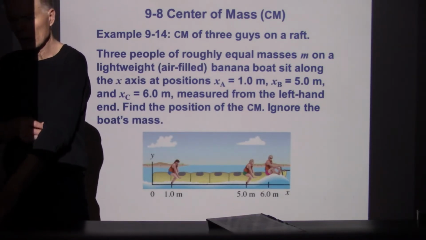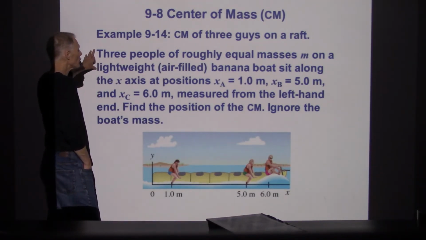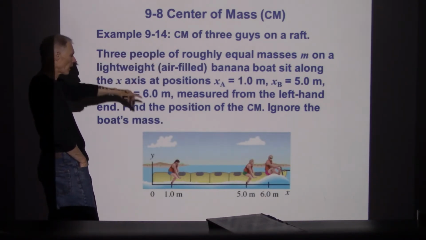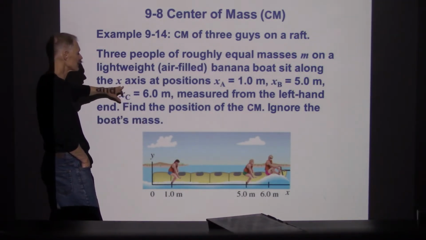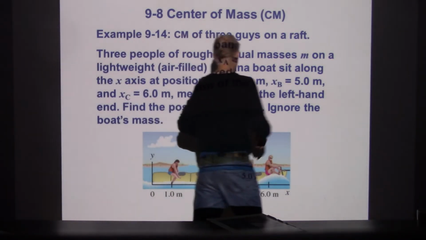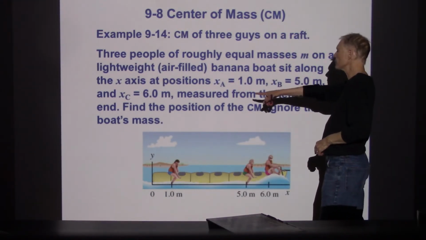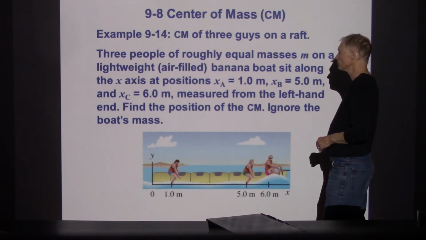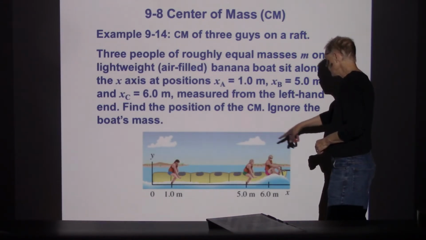Okay, so here are 3 guys on a raft. So here are 3 people, roughly equal mass. They're all the same mass. They're on an inflatable banana boat sitting along the x-axis, and they're located 1 meter, 5 meters, and 6 meters, measured from the end of the inflatable. So where is the center of mass of those 3 people?